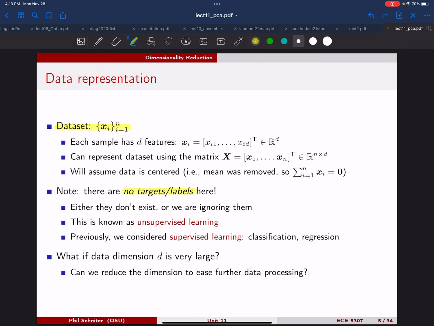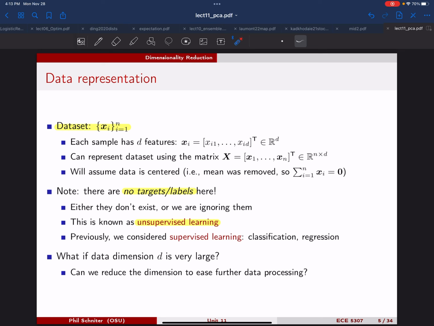This sort of problem where you're focusing on features without labels is known as unsupervised learning. And it's different from what we've considered until now in the class, which is supervised learning. Supervised learning includes things like regression and classification. Unsupervised learning includes things like dimensionality reduction and clustering, which we'll talk about in the next unit. So again, the motivation is we'd like to reduce the dimensionality D.